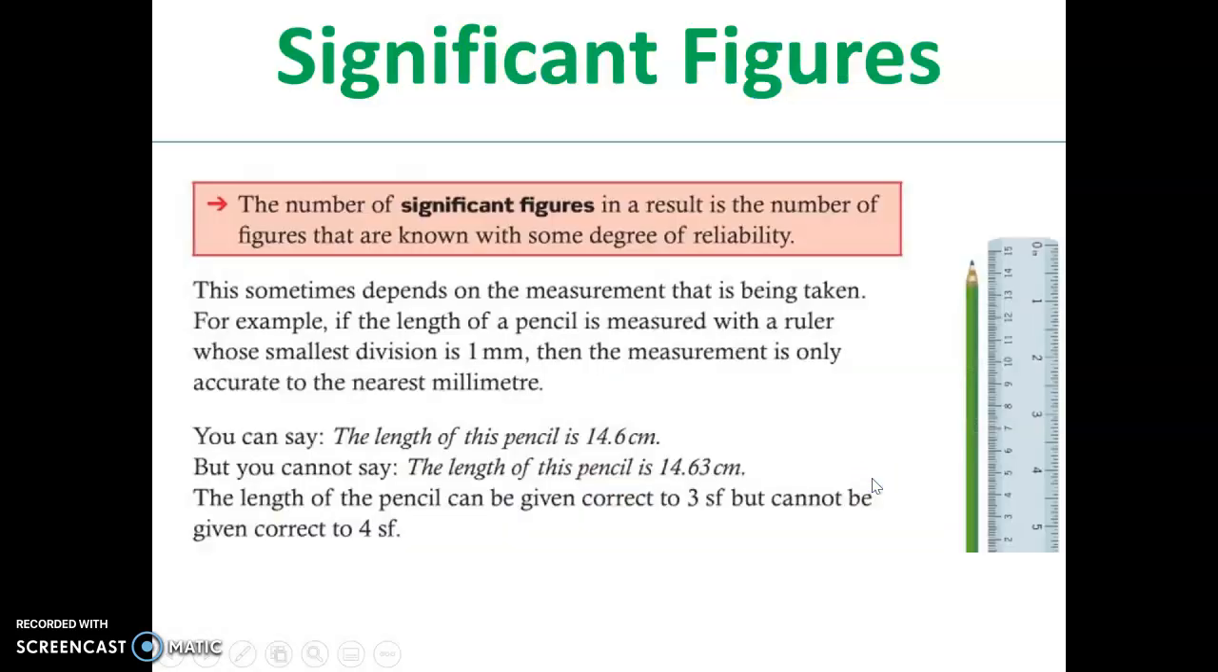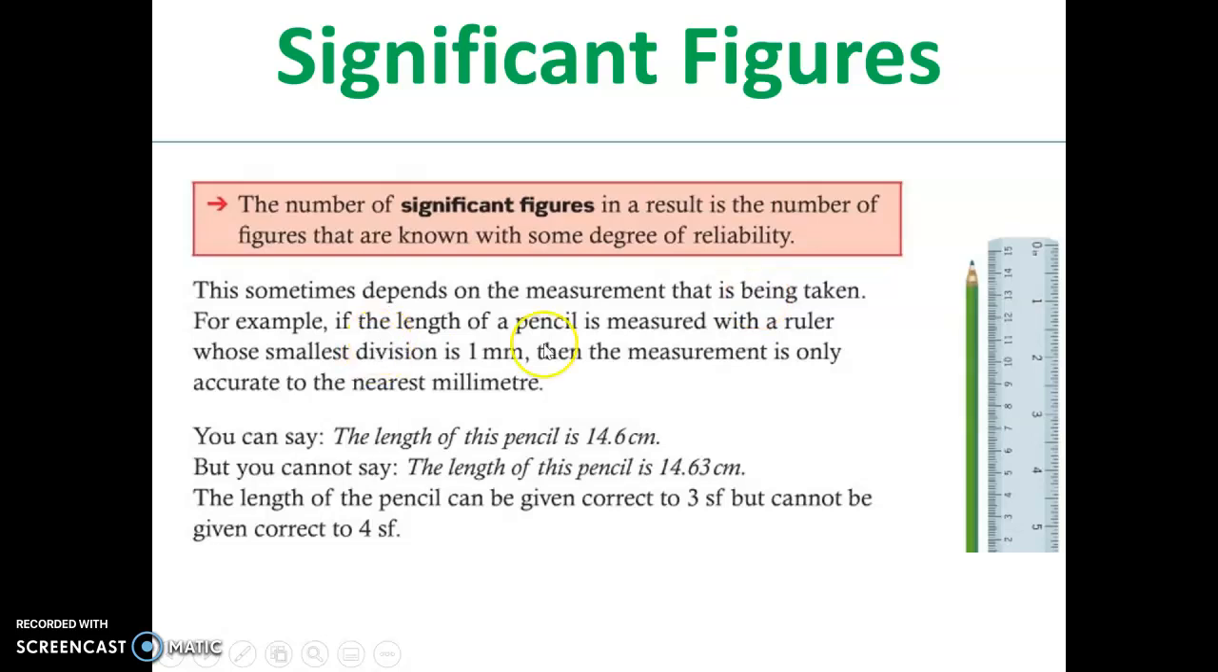Let's begin with significant figures and a quick definition. The number of significant figures in a result is the number of figures that are known with some degree of reliability. And we will see that in this example in just a moment. So sometimes this depends on the measurement that's being taken.